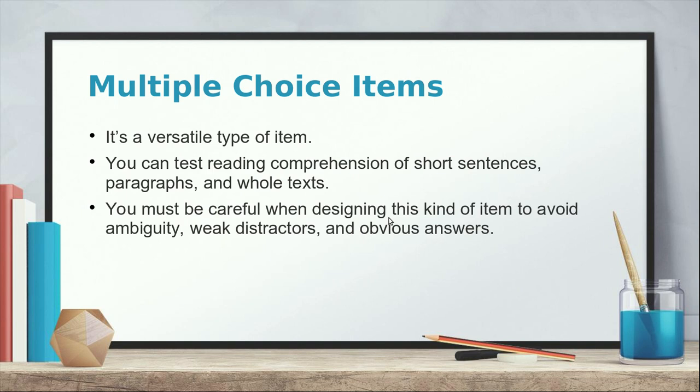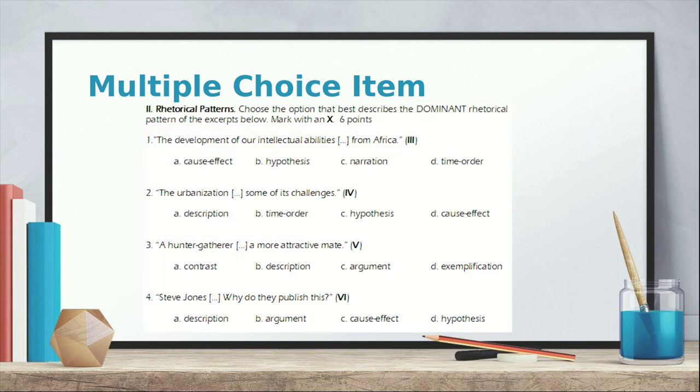We have multiple choice items. That's another traditional item type. It's a versatile type of item. You can test reading comprehension of short sentences, paragraphs, whole texts. You must be careful when designing this kind of item to avoid ambiguity, weak distractors, and obvious answers. Just an example. You may be very familiar with this type of item.